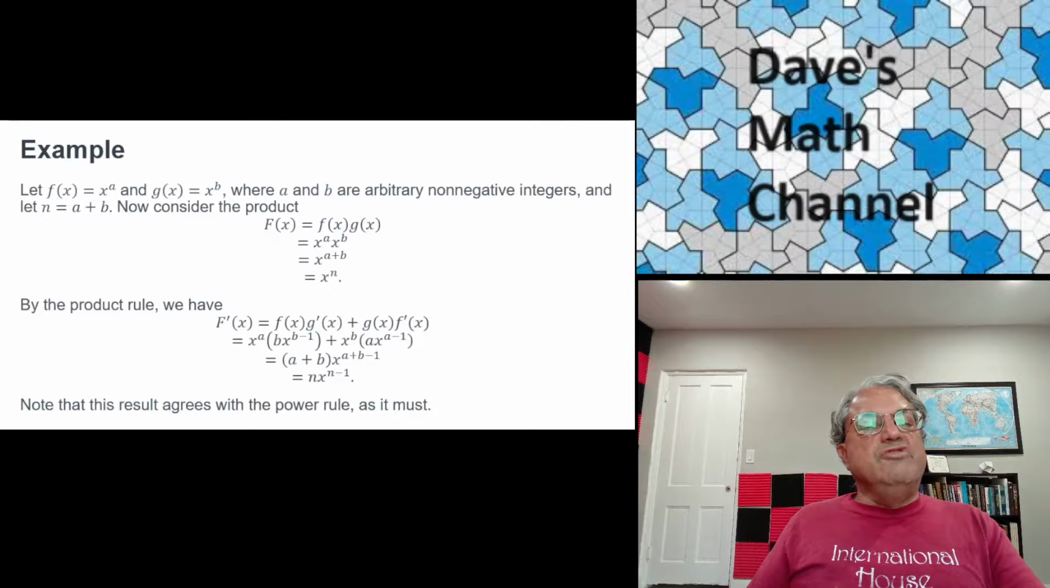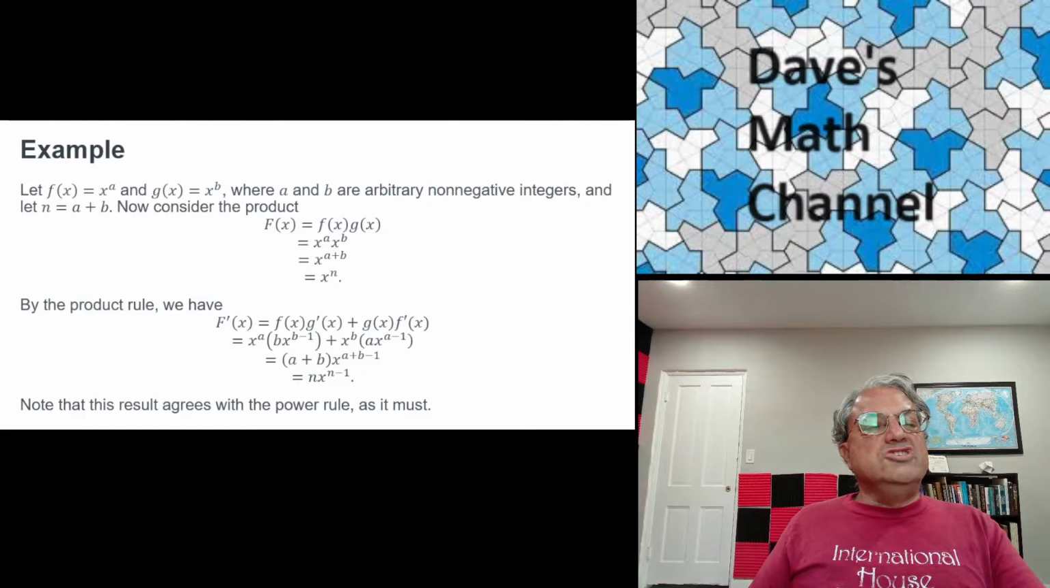You can simplify this. This is just x to the a times x to the b. And you know that when you multiply two things raised to an exponent, you just add the exponents. So x to the a times x to the b is just x to the a plus b. But we also define n to be a plus b, so it's just x to the n. So again, capital F is another power. And we can use the product rule to evaluate its derivative.